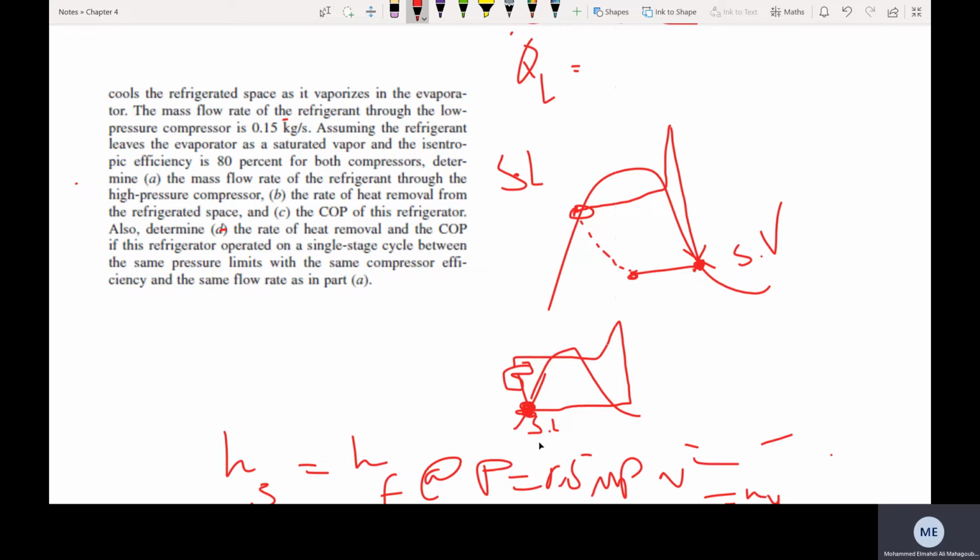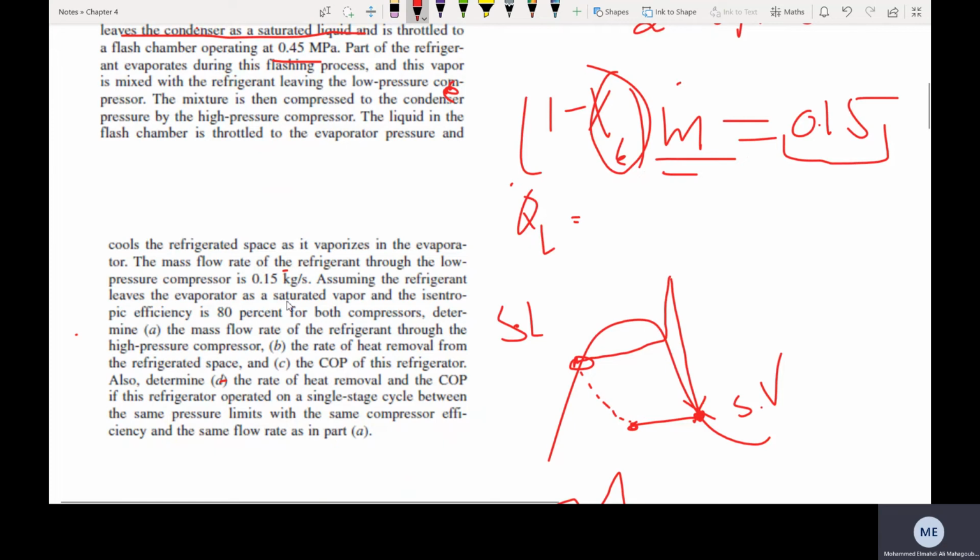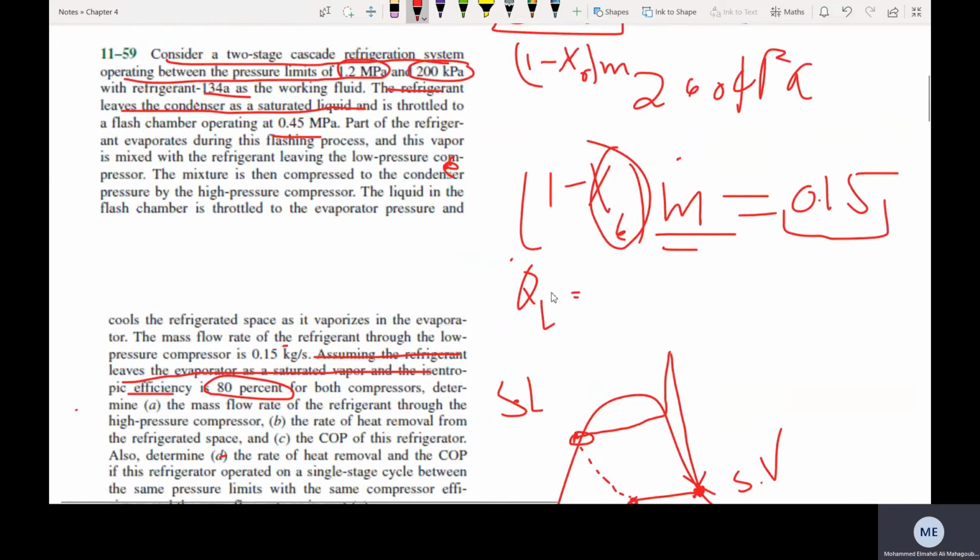Now let us go there. What should we do? Okay, not from here, from here. Do we have the isentropic efficiency? Does he say anything? Leaves the condenser saturated, throttled to the flash chamber. Okay, leaving the condenser. Oh yeah, we have it. Assuming the refrigerant leaves the evaporator as saturated vapor and the isentropic efficiency is 80% for both compressors. So the isentropic efficiency of both compressors is 80%.